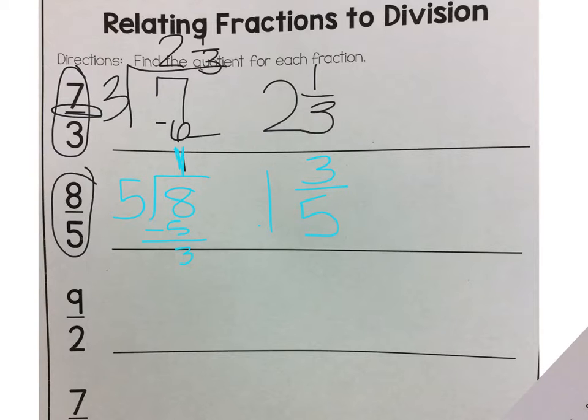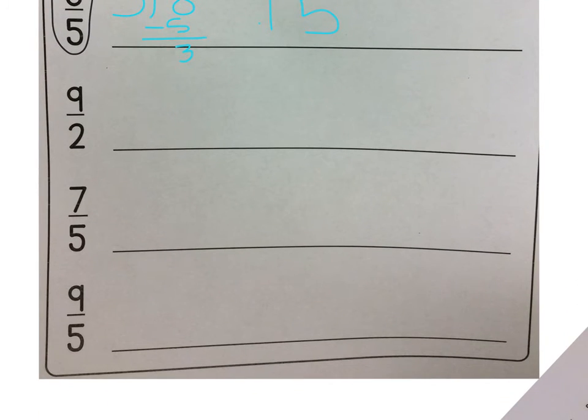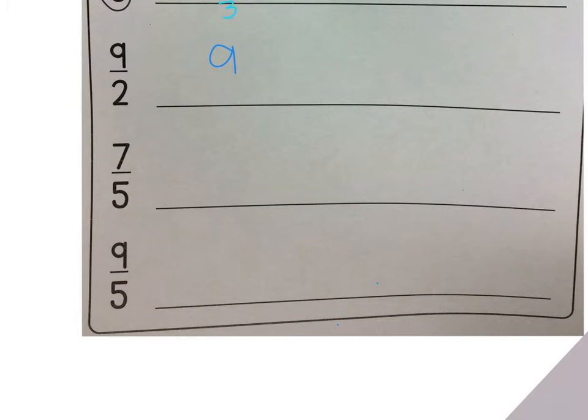Okay, now that you've had some time to work at your tables, let's take a look at the next problem. First of all, looking at this problem, what kind of fraction is it? Improper. So to fix an improper fraction, what do we know we have to do? Divide. We're going to divide the numerator by the denominator. So we're going to say 9 divided by 2.